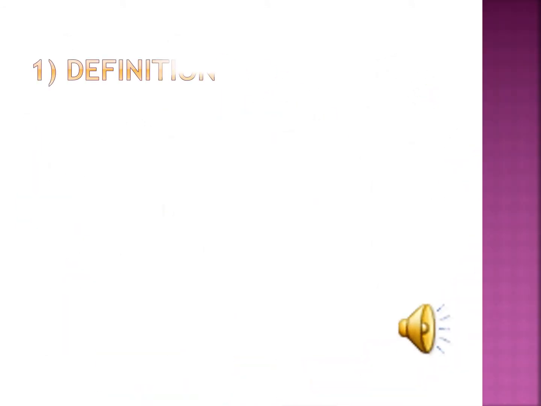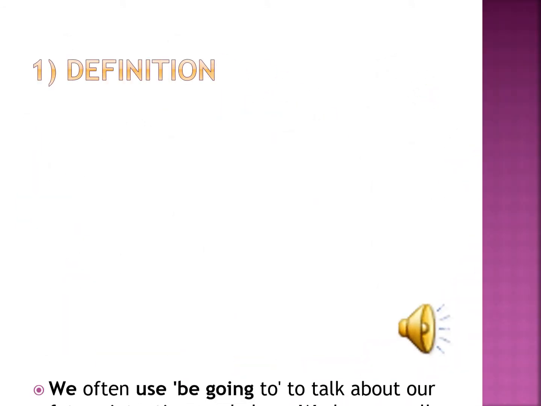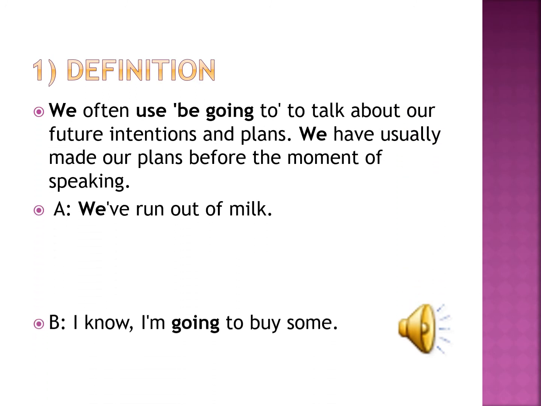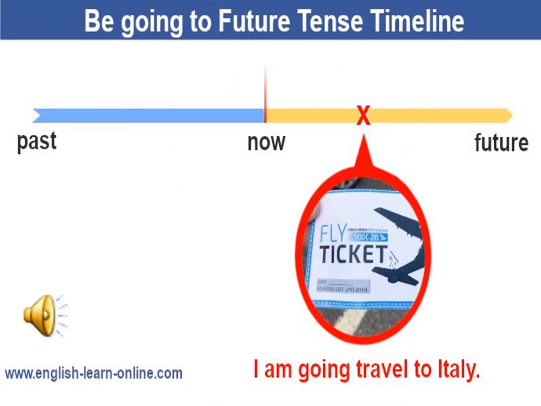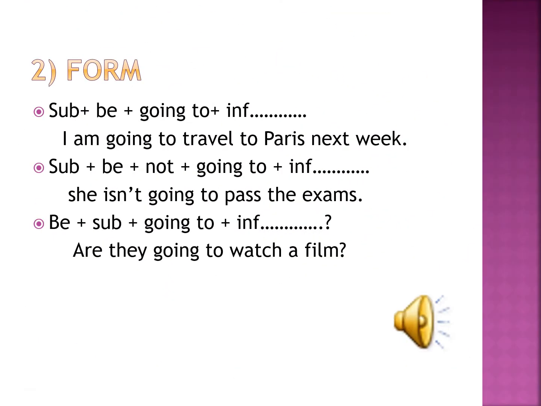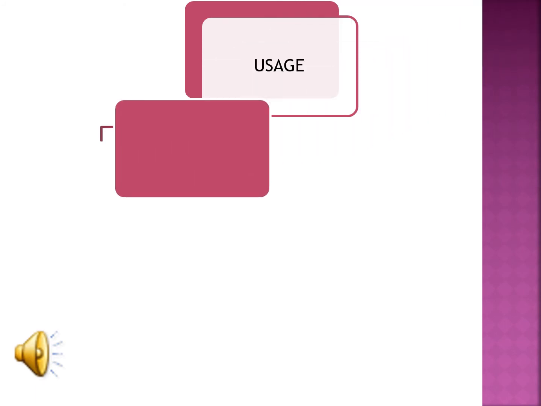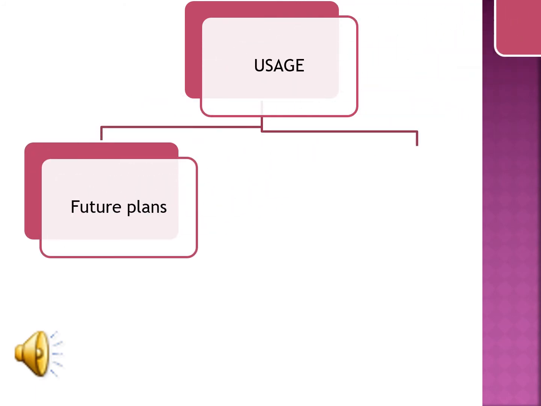Going to. And of course we are going to have its definition, form, and use. We use be going to in the future for plans and intentions, for example, to travel to Italy. The affirmative form, let's check the example in this picture. I'm going to travel to Paris next week. So we add the verb to be to the subject, followed by going to, followed by the infinitive form of the verb.